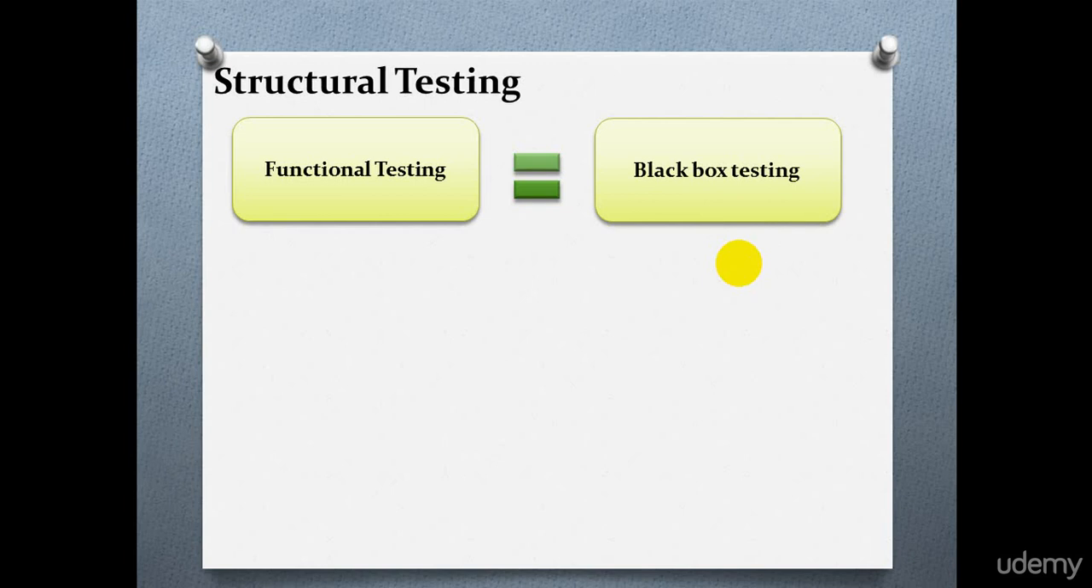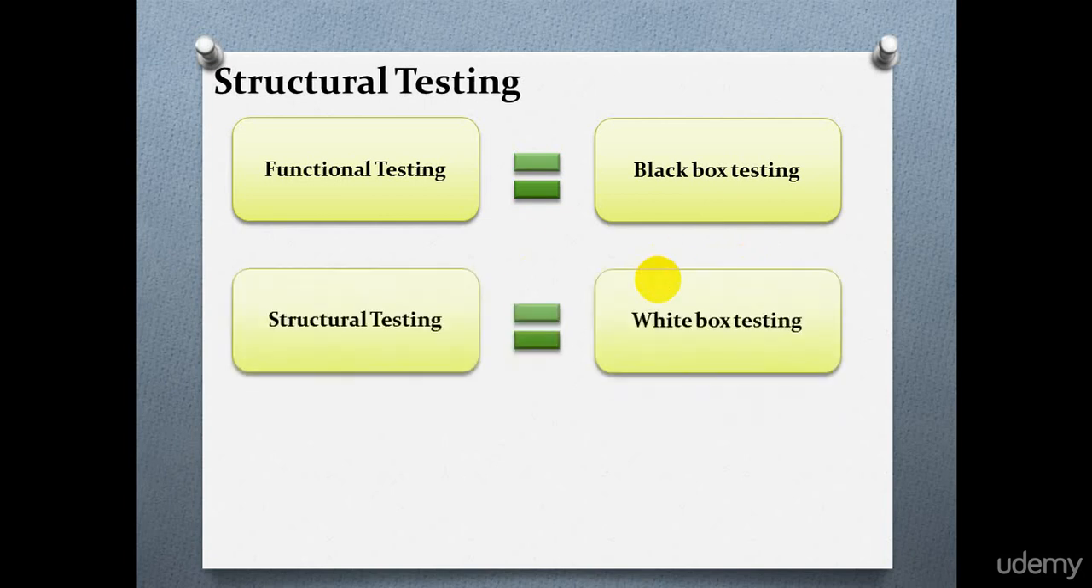Structural testing, on the other hand, concentrates on the inner architecture and working of the software application. Due to this reason, it is also called white box testing. So in structural testing, we are focusing on the inside. We are focusing on the code developed by the developer and we are testing the code. That is white box testing. Structural testing is nothing but focusing on the inner architecture of the application. That is the reason this is called white box testing.